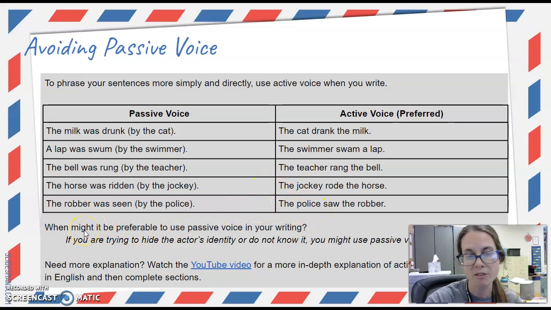So when might it be preferable to use passive voice in your writing? Let's say you are writing a mystery, and you're trying to hide an actor's identity or you don't know who did it, you might use passive voice. And in science writing, we often use passive voice just because it gets a little tedious to see "the scientist did this, I did this," when everyone knows that you did it. If this is not enough explanation for you, please click on this YouTube video with a more in-depth explanation of active and passive voice in English and then complete the sections.